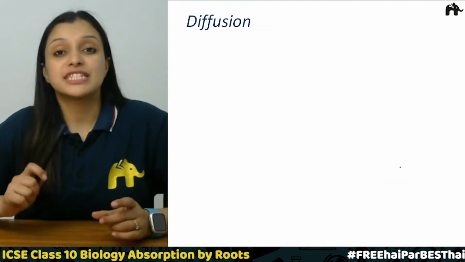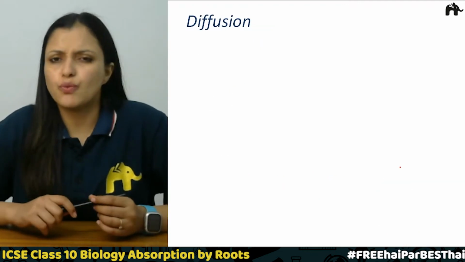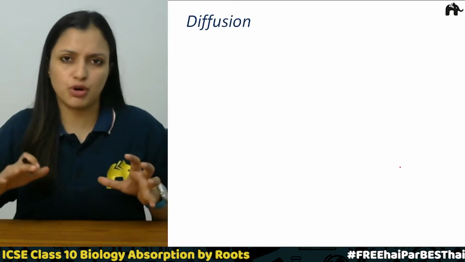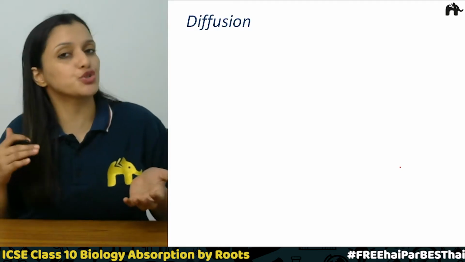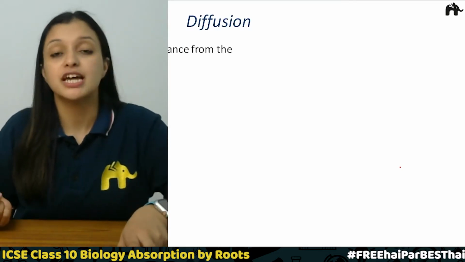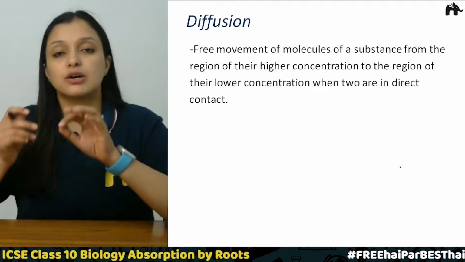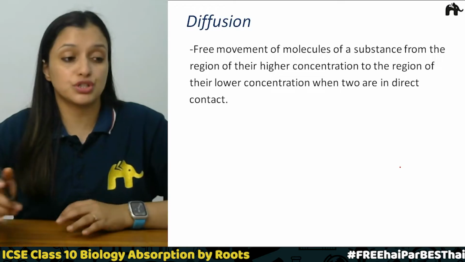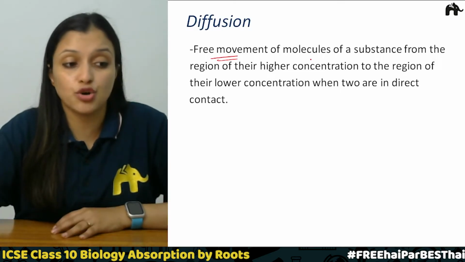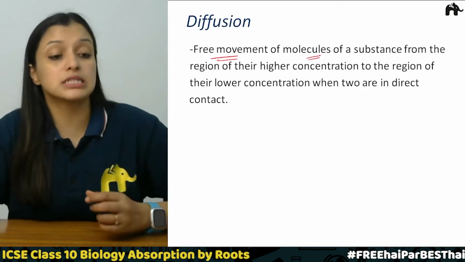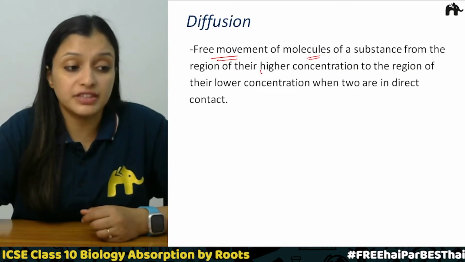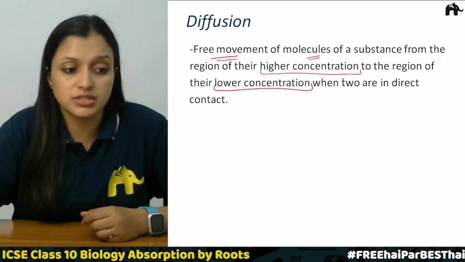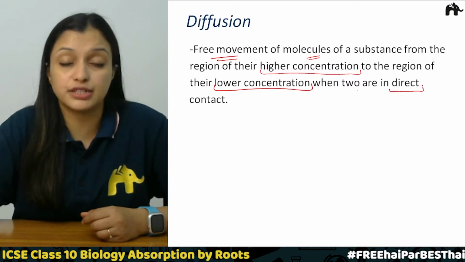Now talking about the second phenomena, that is diffusion. So what is diffusion? Diffusion is basically the free movement of molecules from the region of higher concentration to the region of lower concentration, right? So we will now just discuss the definition of diffusion. It is the free movement of molecules of a substance from the region of their higher concentration to the region of their lower concentration when the two are in direct contact.